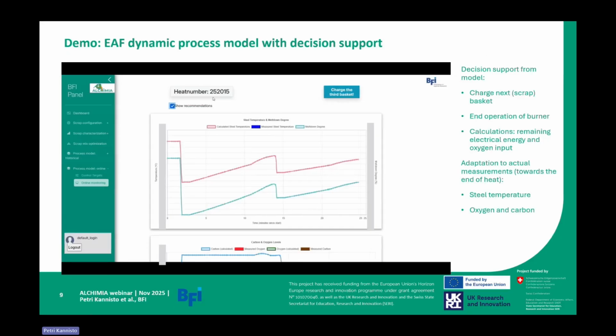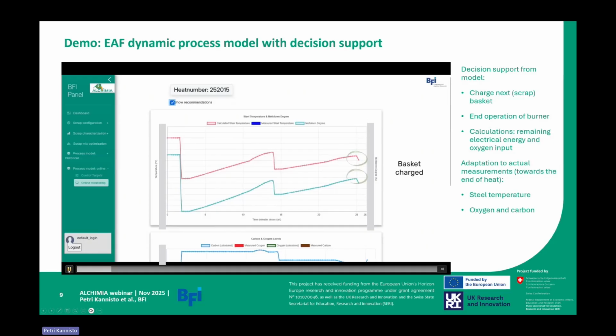Yes, and now the second demo is already running. So the electric arc furnace dynamic process model provides decision support to the operator. For now, in this example, the process has already been running for 25 minutes, more or less, and now it tells the operator to load the third scrap basket into the process. And what happens here next is obviously the basket was charged, because the calculated steel temperature as well as the meltdown degree now seem to drop.